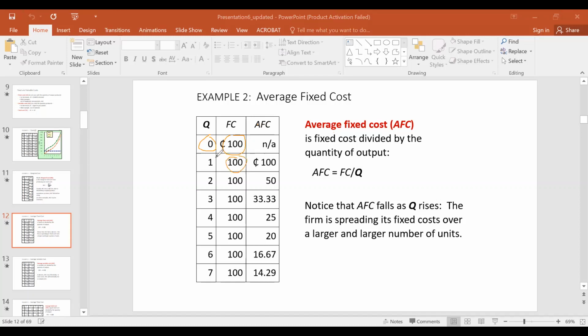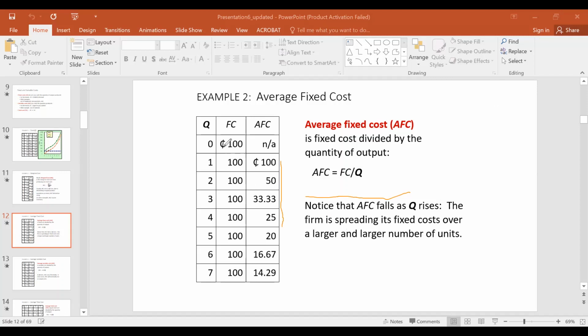Now, 100 divided by 1, 100. 100 divided by 2, 50. 100 divided by 3, 33.33. That's your average fixed cost. Another interesting thing here, you must always remember. Notice that average fixed cost falls as Q rises. Do you see that it is falling from 100 to 50? There is a reason. The firm is spreading its fixed cost over a larger and larger unit of output.